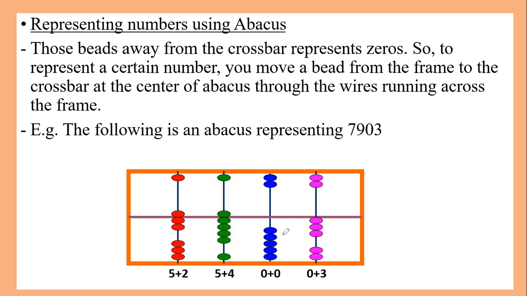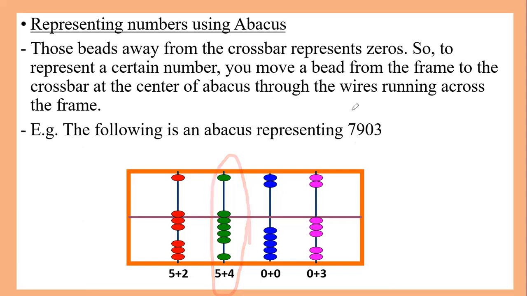Then to represent the tens, from this number, you can see that under the tens, it's a 0. And therefore, you don't move any bead from the upper side. You don't move any bead at the crossbar or at the center of the crossbar. And therefore, if there's no bead at the center of the crossbar, that represents a 0. Then this string represents the hundreds.